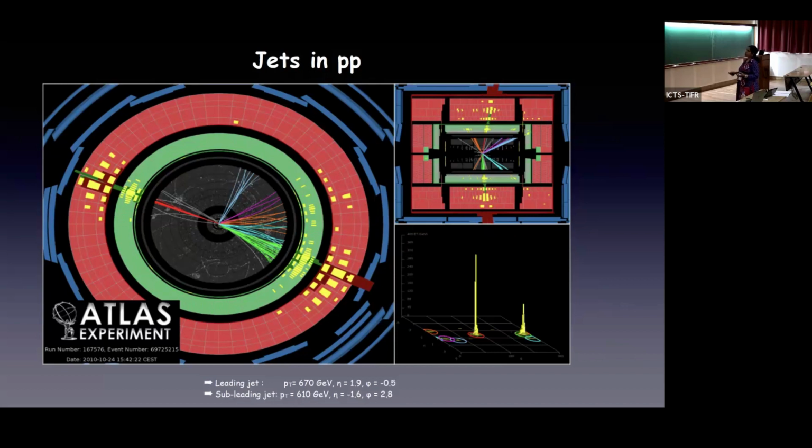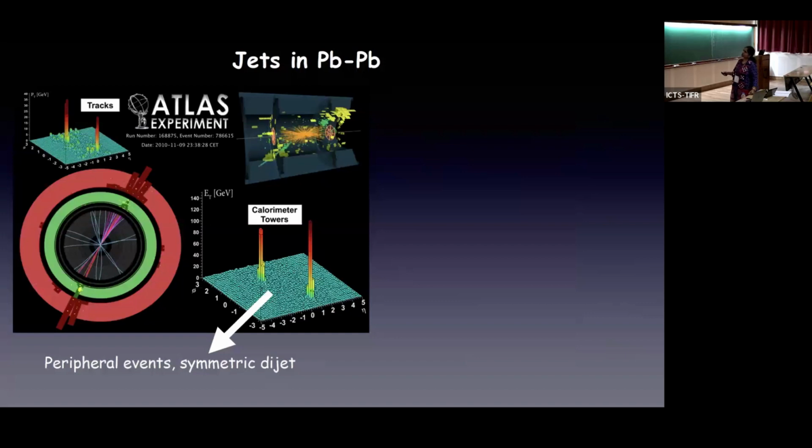One is the leading jet. Here the momentum and the eta-phi coordinates are given. I'll tell you how they define dijets. They have to be back to back in opposite hemispheres, and the delta phi angle between them should be greater than pi by 2. Now you have a similar event display in lead-lead. These are peripheral events, and what you see is that you also get some sort of symmetric dijets.